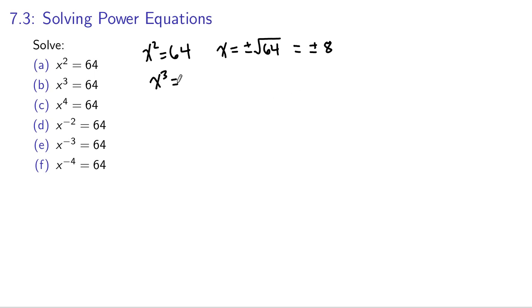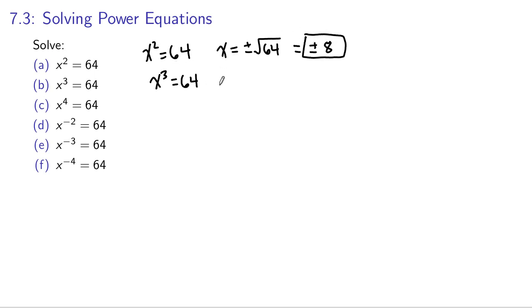X cubed is 64. So this first one, A, has two answers, plus or minus 8. If I don't see the minus 8, you're not getting the entire credit. There's two solutions to this equation.